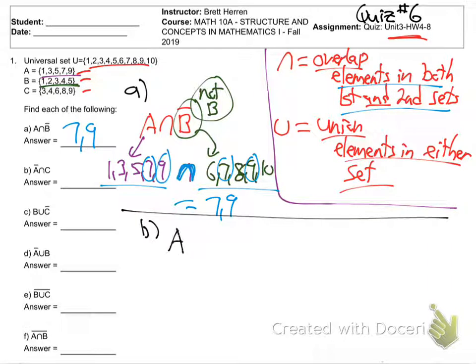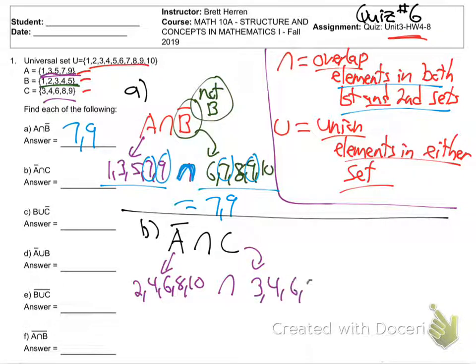Part B is A complement overlap C. So what is A complement? That's not A. What's A is the odd numbers, 1, 3, 5, 7, 9. So not A is the even numbers. 2, 4, 6, 8, 10. Overlap with C, and I'll just copy down C, is 3, 4, 6, 8, 9.